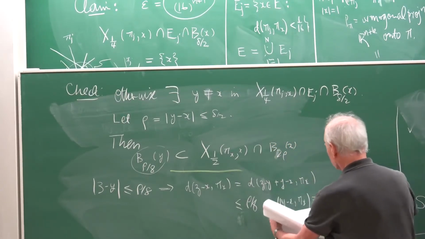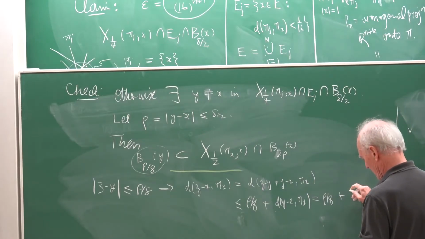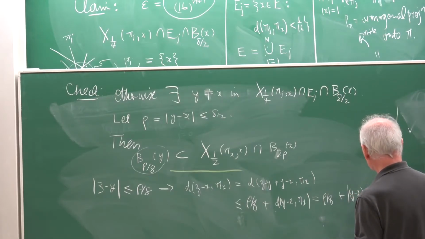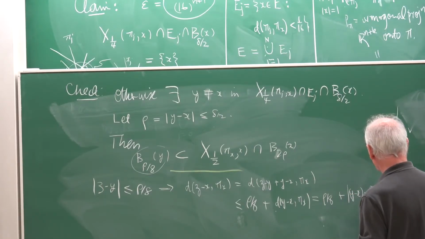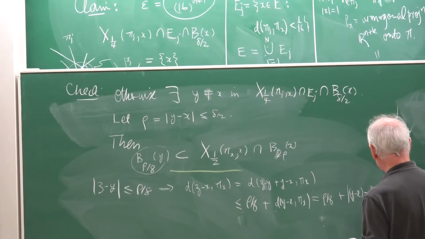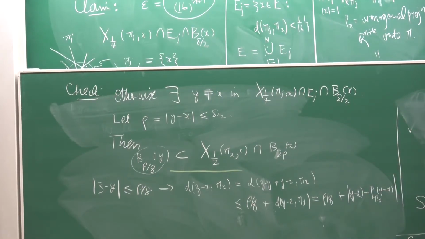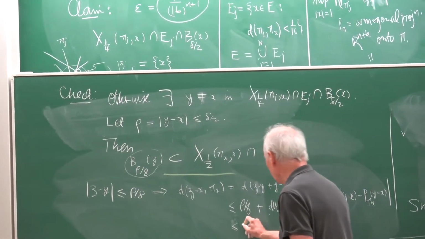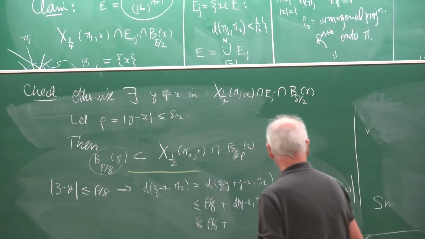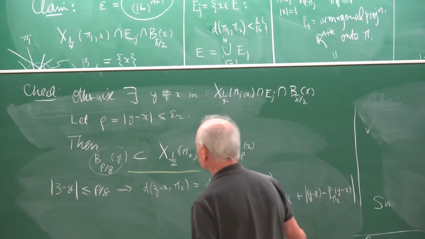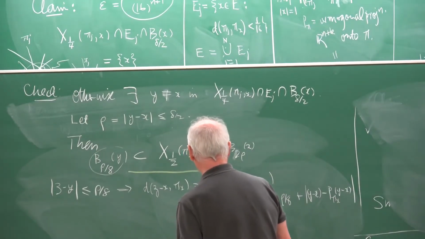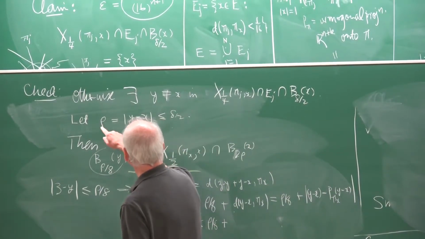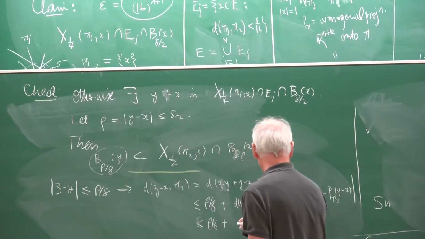And that's now rho over 8 plus, now this distance is exactly, by definition, y minus x minus the orthogonal projection onto pi x of y minus x. That's what the distance to a subspace is, right? It's exactly the distance to the subspace. And this is less than or equal to, well, we still got this rho over 8. And y minus x, what do we know about that? y minus x is rho. So this is rho.